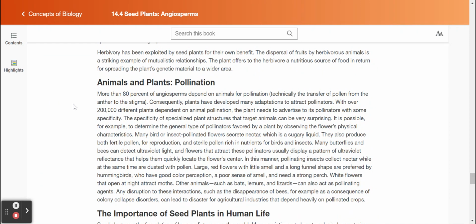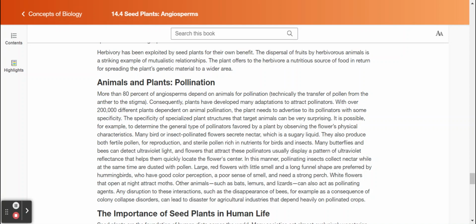Animals and plants. Pollination. More than 80% of angiosperms depend on animals for pollination, technically the transfer of pollen from the anther to the stigma. Consequently, plants have developed many adaptations to attract pollinators. With over 200,000 different plants dependent on animal pollination, the plant needs to advertise to its pollinators with some specificity. The specificity of specialized plant structures that target animals can be very surprising.